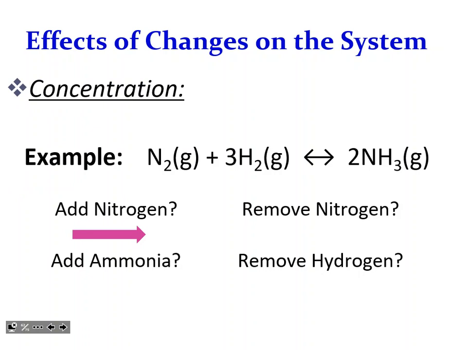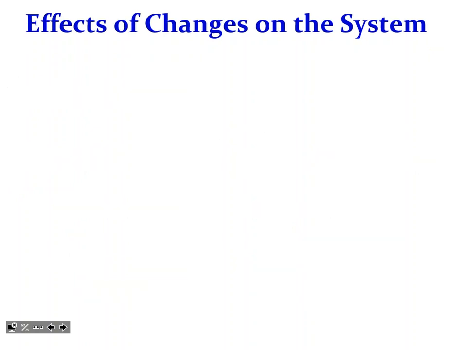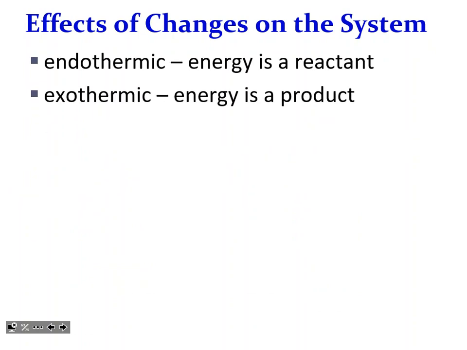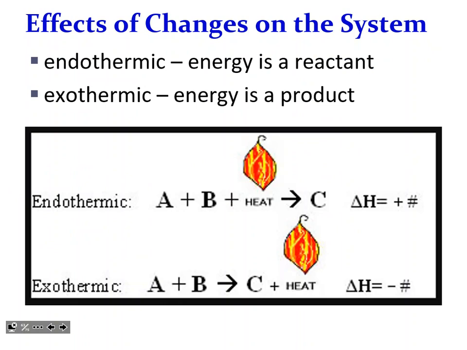But if you were answering a free response question, you would put it in a complete sentence. So adding in ammonia is going to proceed towards the reactants, that direction. Removing nitrogen, which way should it proceed? Towards the reactants, and removing hydrogen, which is also a reactant, is going to proceed towards the reactants. Very good.